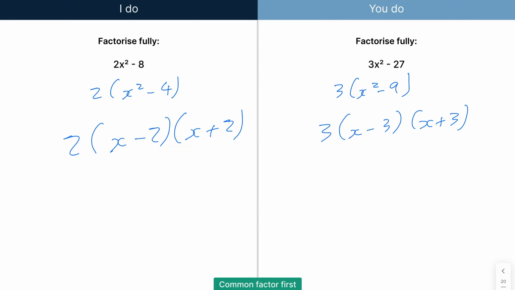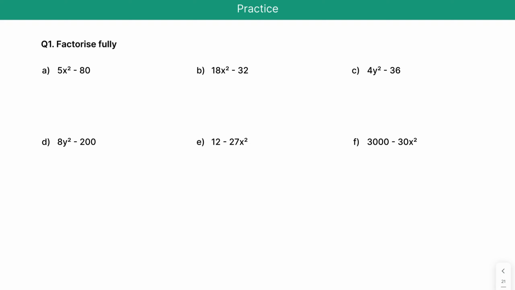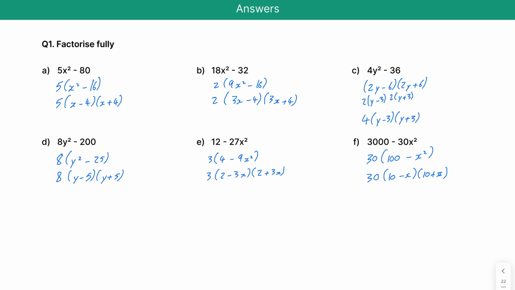Okay. So here are some practice questions. Press pause now and have a go. Here are the answers. Mark your work.